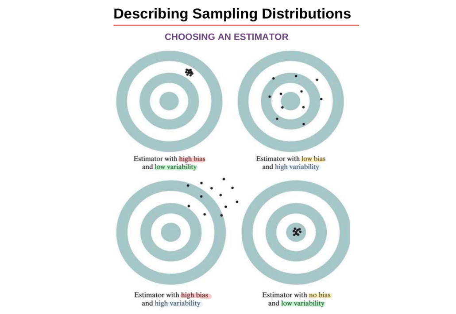So if possible, choose a parameter or a statistic that is going to give you the lowest bias possible and the lowest variability possible, because you don't want to waste your time analyzing all the distributions that exist.